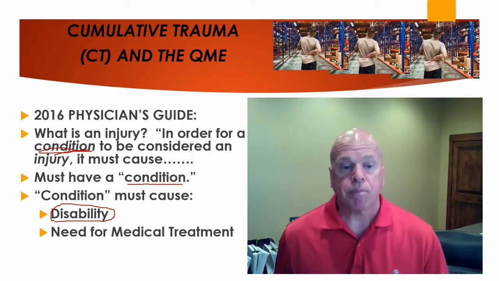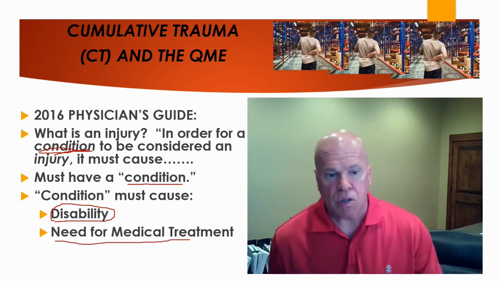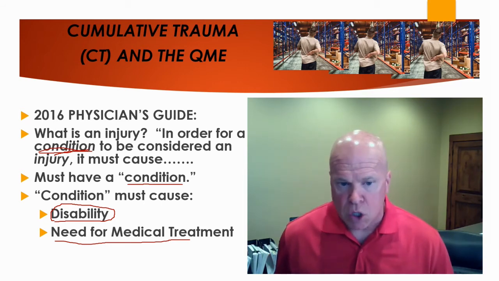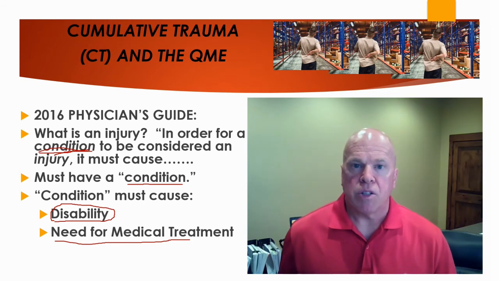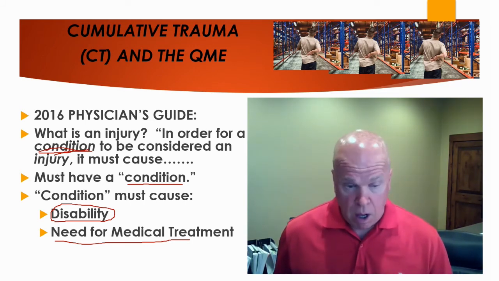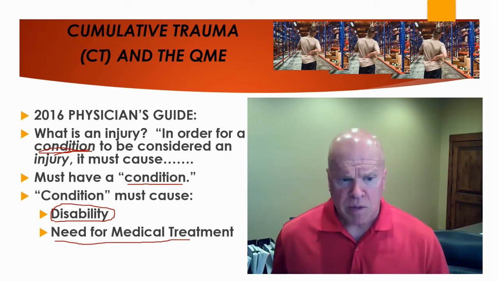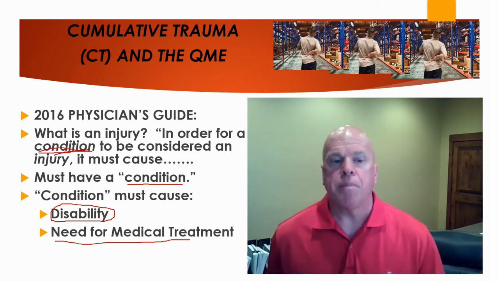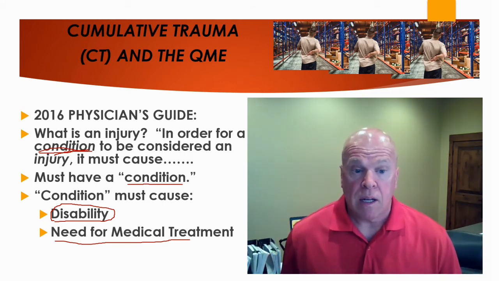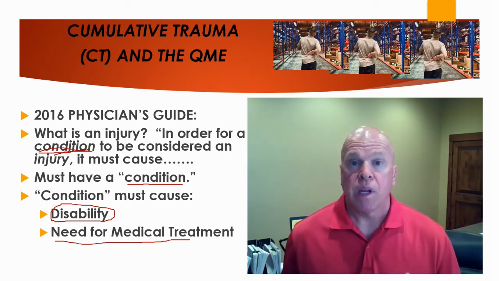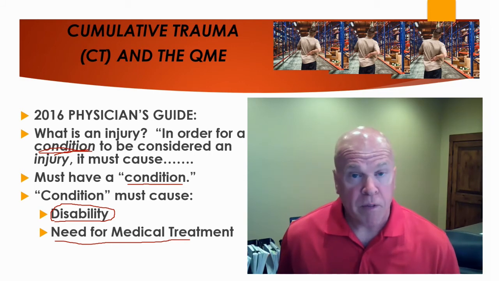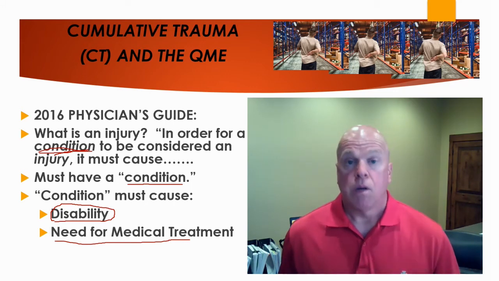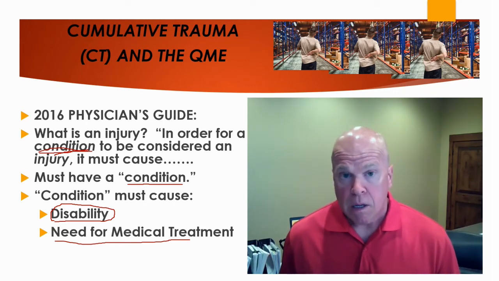Now, secondly, is that the condition must cause a need for medical treatment. And I'm going to share with you some cases that distinguish which of these two criteria is the more critical, which of the two is more defining of an injury, which of the two is more required for an industrial injury. But on our first pass through this concept, according to the 2016 Physician's Guide, it must cause a need for medical treatment. This is what distinguishes an injury from first aid. First aid doesn't require follow-up medical treatment. The matter simply drops off. But an injury creates a need for medical treatment.